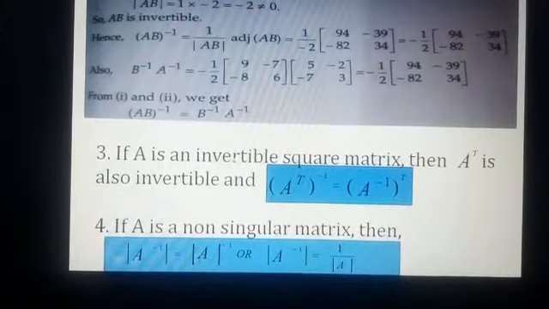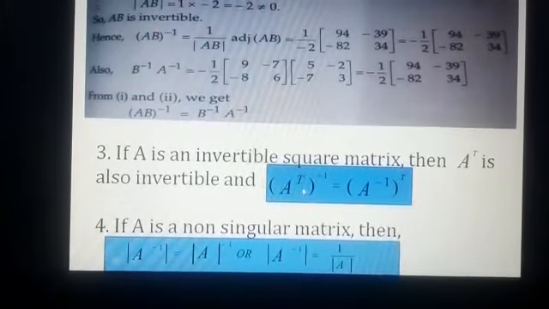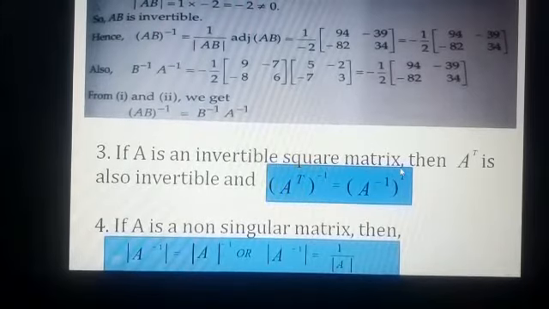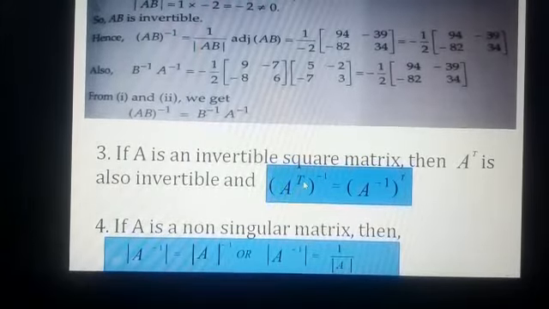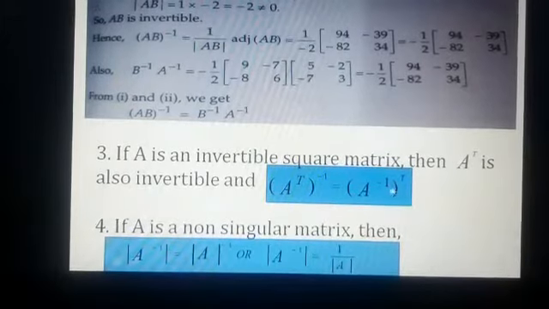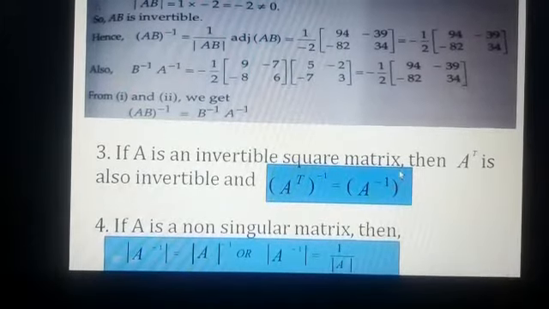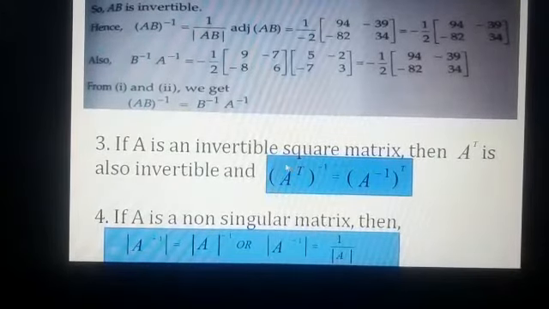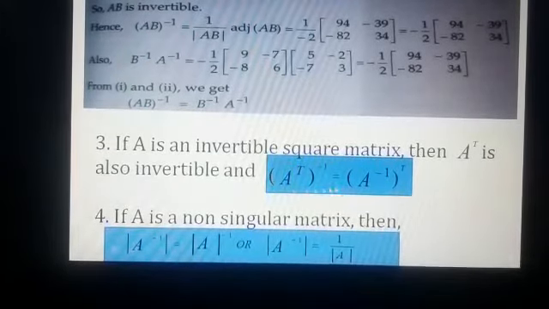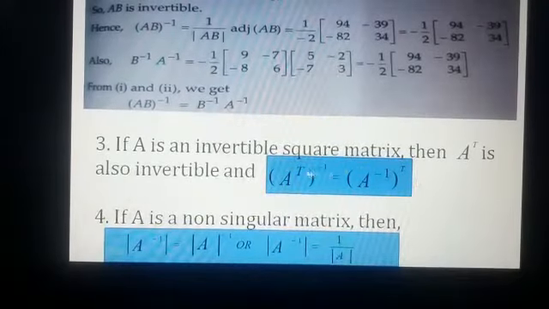The third property we can see directly here: if A is an invertible square matrix, that is determinant of A is not equal to 0, then finding the transpose and then the inverse is equal to finding the inverse first, then the transpose. So (A transpose) whole inverse is equal to (A inverse) whole transpose. This is to be used in the matrix method also. So this property is also very important. Try to remember this property.